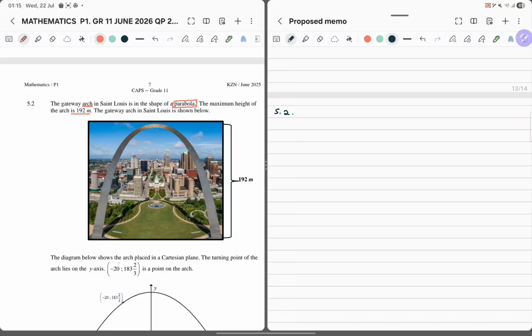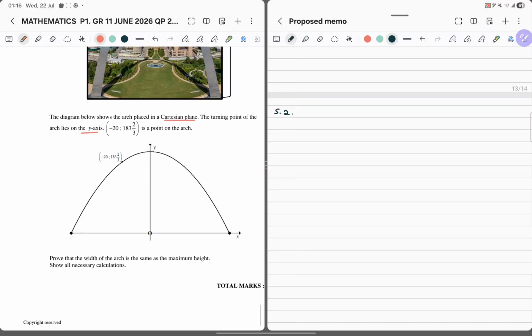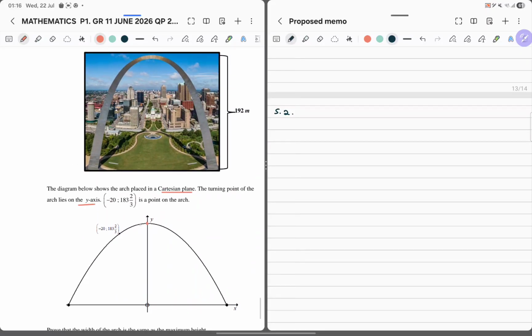The diagram below shows the arch placed on a Cartesian plane, right? The turning point of the arch lies on the y-axis. So this means this is the standard parabola. That is only going to tell us that the y-intercept is exactly the maximum value. So what is it? 192 meters. So we know that this is 192. Okay, so we're told here minus 20, 183 and 2/3 is a point on the arch. Okay, so there it is.